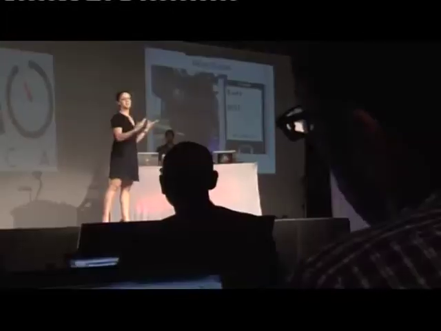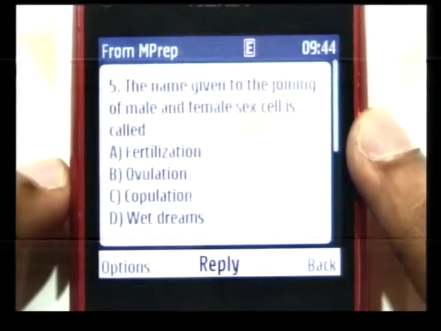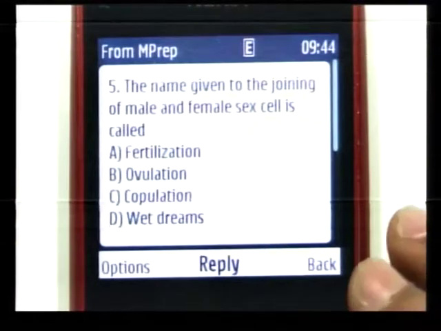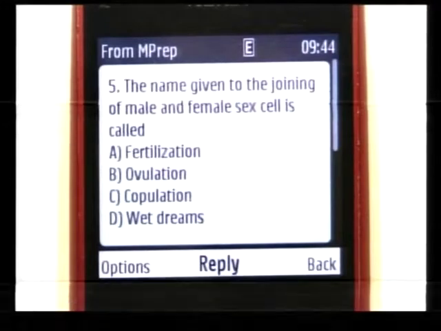The first thing that we have is a student tool. So meet Daniel. Daniel was actually my Luo brother when I lived in a hut. Now, if Daniel wants to study for his KCPE exam, he can SMS in the topic he wants to study to our short code 8512. We're going to switch over to the phone so that you can see what this looks like right now. When Daniel messages 8512 with fertilization, this is a really fun quiz, so take a look at question number 5 on it. He gets 5 questions that are based on the topic.